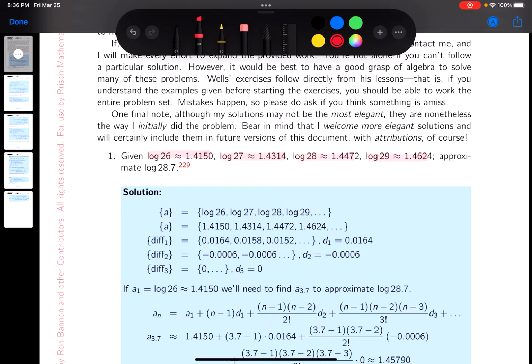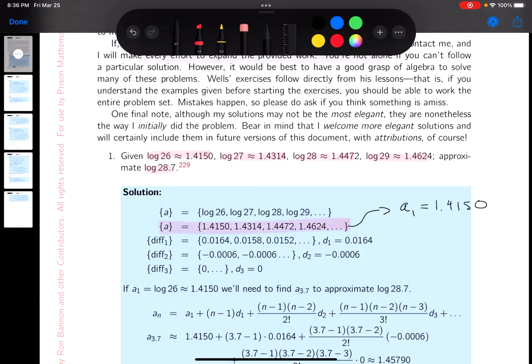All right, and what they want you to do is find the log of 28.7. Now, granted, you might say, how does this relate to the prior thing? Well, it's really the same thing. You're going to list the set A down. Now, what's a set A? It's those log numbers. All right. Now, I hope you realize that if you're given this sequence of numbers over here, you now know that A1 is equal to 1.4150.